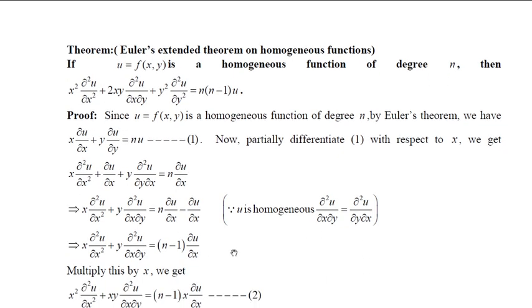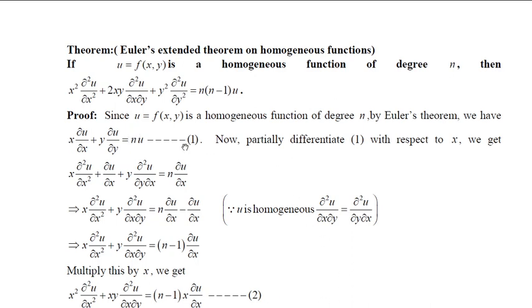Now multiply this equation throughout by x. Why do we need to multiply? Because in the answer there is x square. We are having x only here, so that's why. Now if you multiply this by x, x into x is x square, ∂²u/∂x² plus xy ∂²u/∂x∂y is equal to (n minus 1) into x into ∂u/∂x. Let's call this one equation 2.